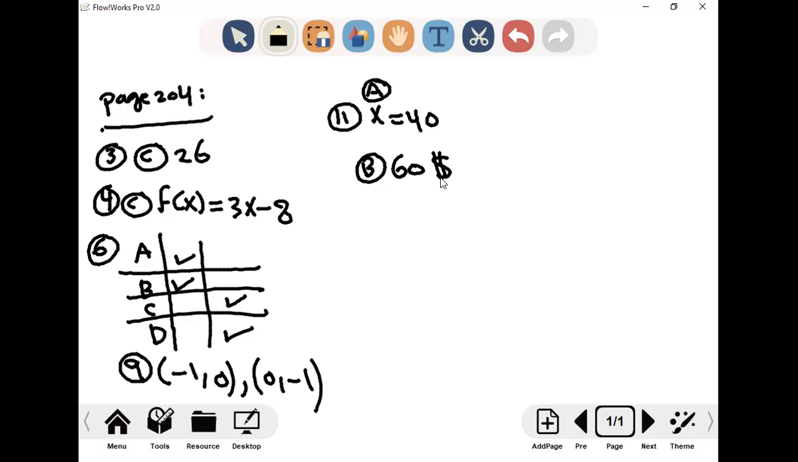But now let's go to 210. Yes. F of x is 3x minus 8. Calm down a bit. Where is question 4, which page?